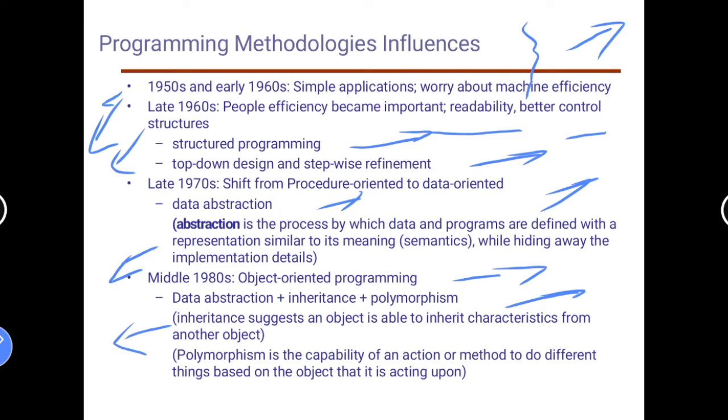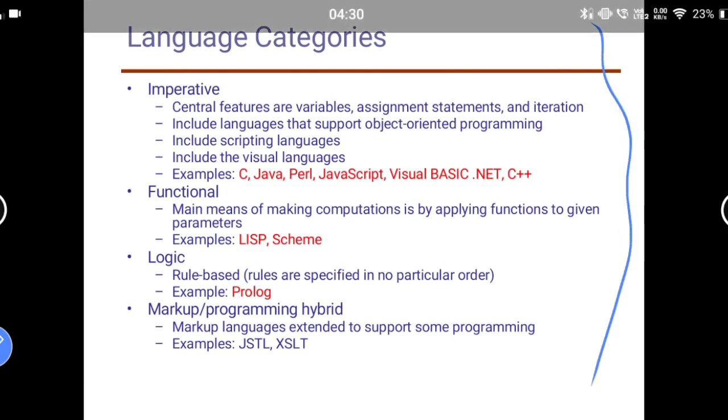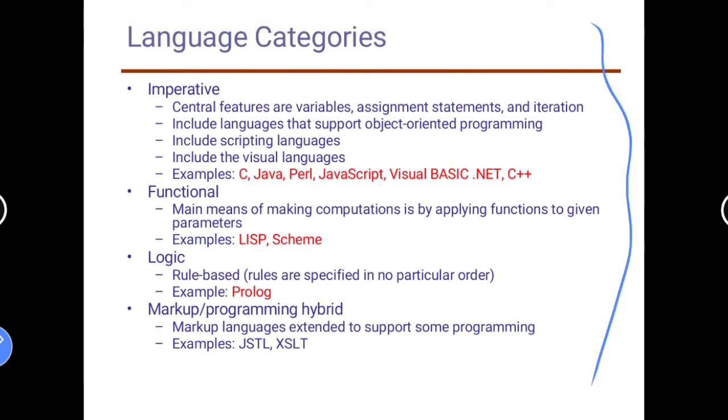Polymorphism is a capability of an action or method to do different things based on the object that is acted upon. Now come to language characterization. We characterize language on the basis of imperative, functional, logic, and markup language. In imperative, the central features are variables, assignment statements, and iteration. It includes languages that support object-oriented programming, scripting languages, and visual languages. Examples: C, Java, JavaScript, Visual Basic .NET, C++, Python, etc.